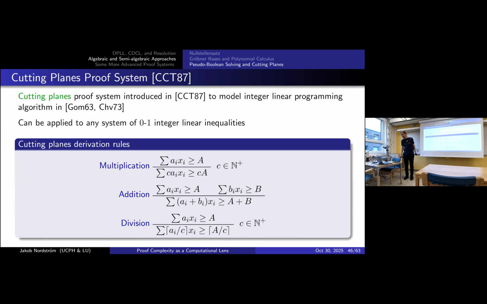And the rules that we're going to have are multiplication: you can multiply any linear inequality by a positive integer. Addition: you can add two linear inequalities. And then division. I should say, by the way, that all the coefficients here are integers. Division says I can divide by any positive integer c and then round up everywhere.